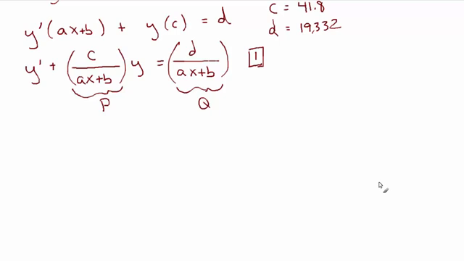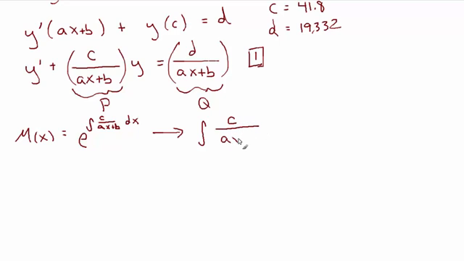Okay, so the next thing we have to do is define mu, our integrating factor. So mu of x equals e raised to the integral of p of x, which for us is c over ax plus b, with respect to x. Well, let's just deal with that exponent by itself for a moment and get that integrated. So what is the integral of c over ax plus b with respect to x?